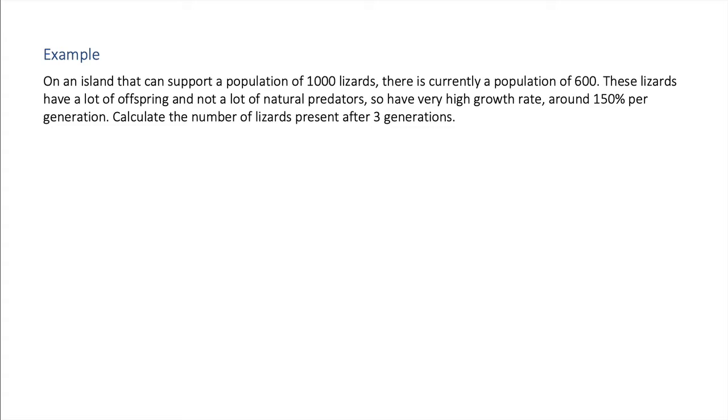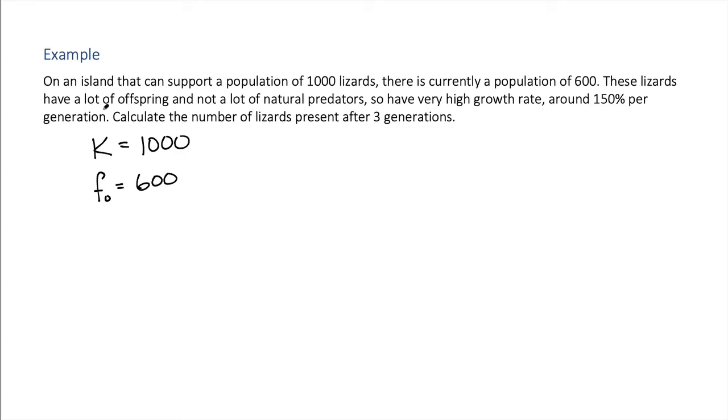On an island that can support a population of 1,000 lizards, there is currently a population of 600. Okay, that first sentence told us a lot of information. It can support a population of 1,000. That's the carrying capacity, or the limit to growth, K, which is 1,000. There's currently a population of 600. That's our initial value, what we're starting off with. That's F sub 0 is 600.